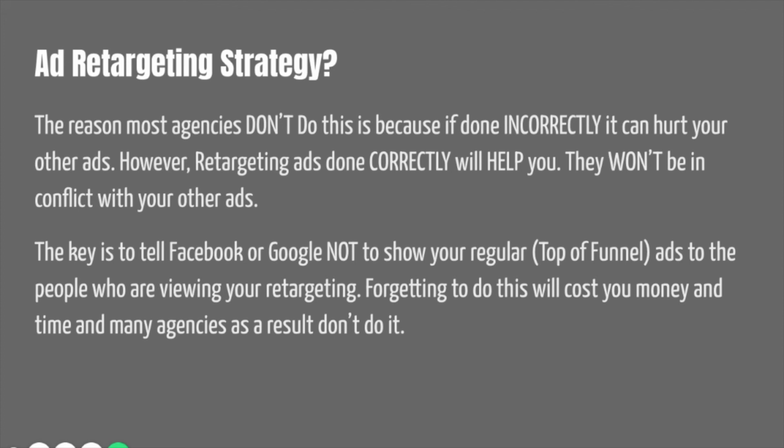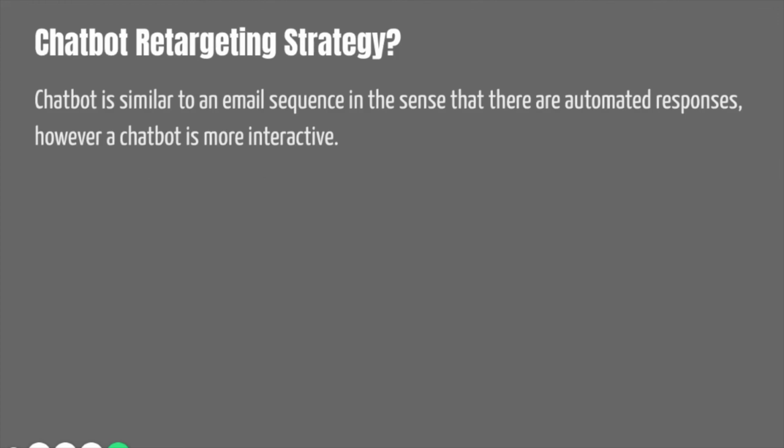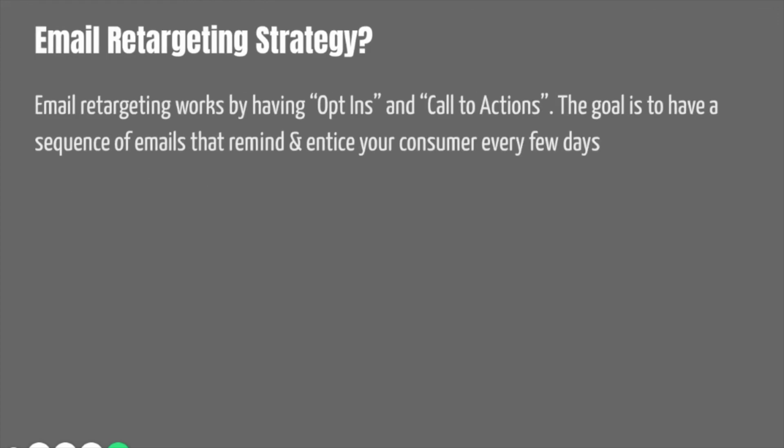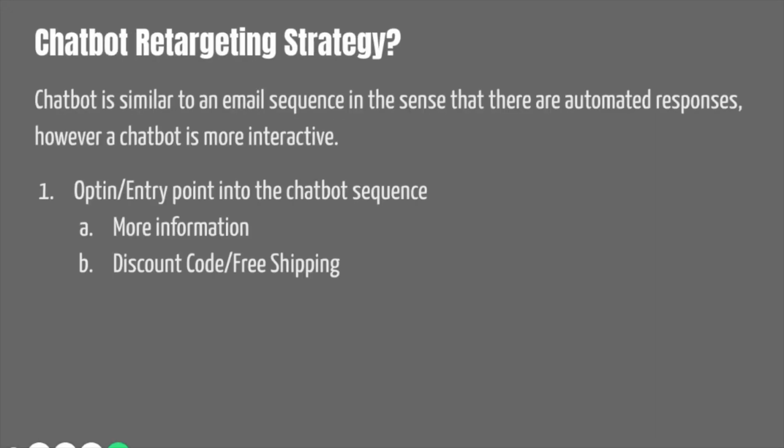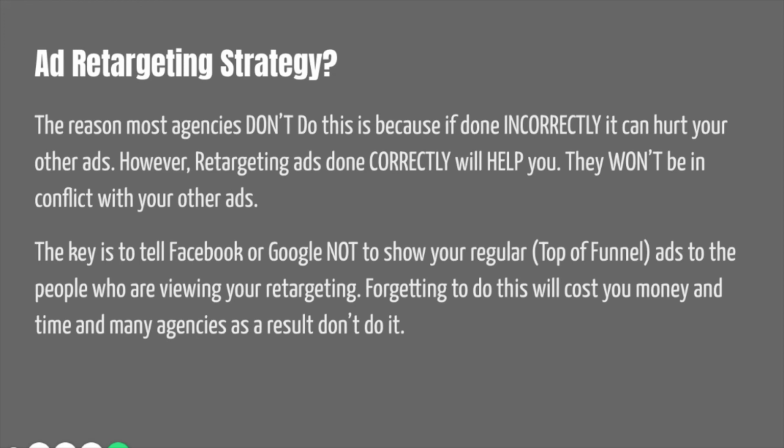And this is what you need to put in your email sequences. This is what you need to have in your ads. When you do retargeting ads, if you forget this, it will cost you a lot of money. It will cost you a lot of time. It will confuse your audience. And a lot of agencies just don't do it. They completely forget it. But this is why you need email retargeting and chatbot retargeting, in addition to the Facebook ad retargeting that you're already doing right now.